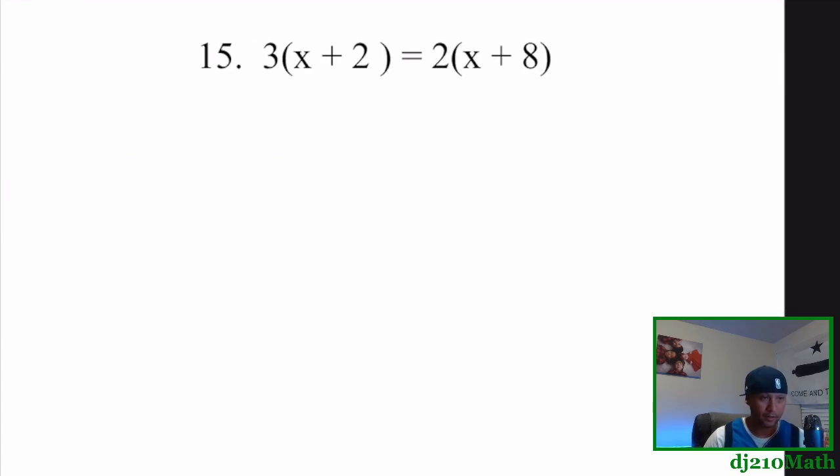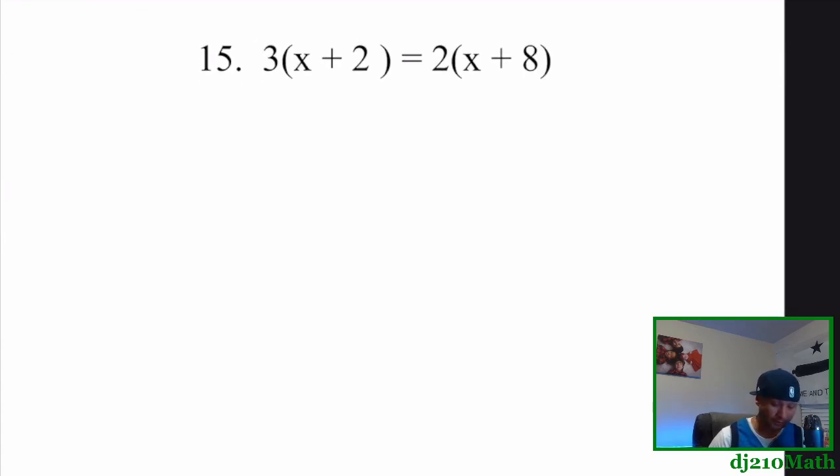Number 15. Okay, we're going to distribute twice, on both sides. So 3 times x plus 2 is equal to 2 times x plus 4. Distribute. 3 times x is 3x, plus 6 is equal to, again, 2 times x.